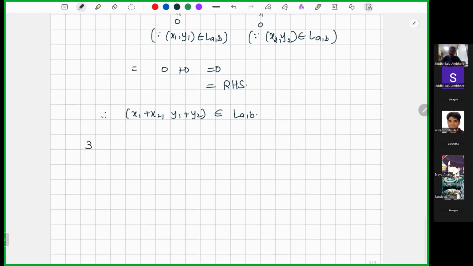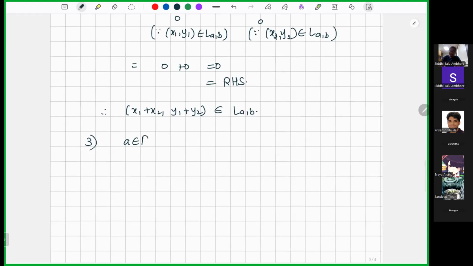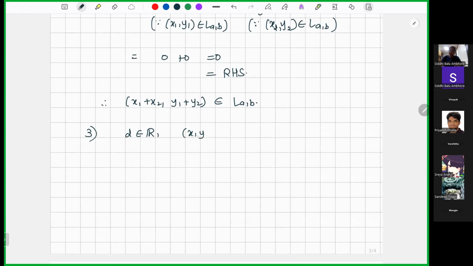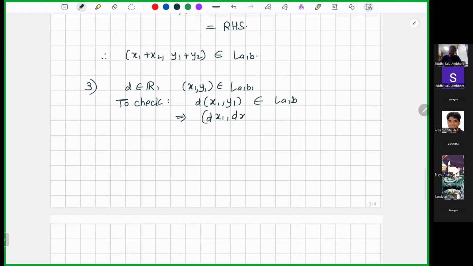Okay, and the third property we need to check is for any given scalar. Let me not use C. Let us take d in R. We have an x1, y1 in R2 in L_AB. We need to check that d times x1, y1 belongs to the line L_AB. That is, whether d x1, d y1 belongs to L_AB.